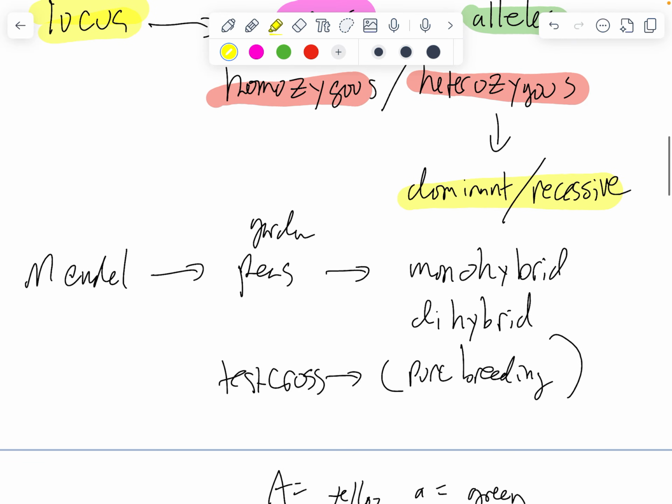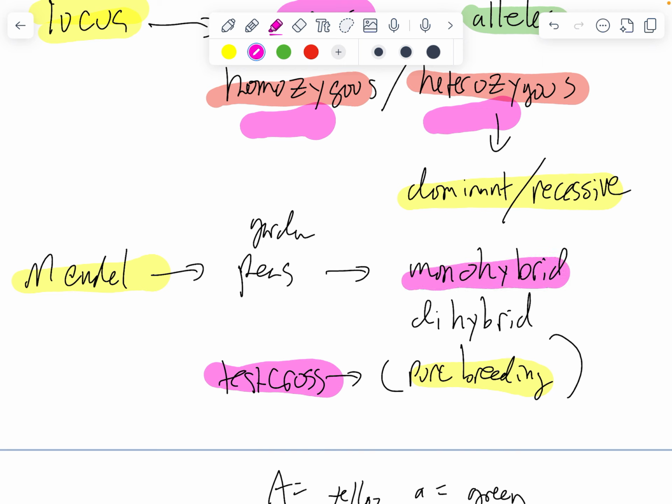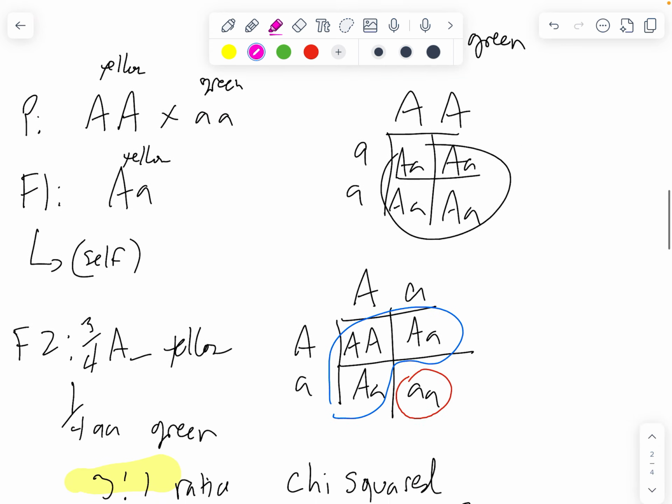All right. And then we talked about how Mendel wanted to do pure breeding crosses, but in order to do his pure breeding crosses, he had to do test crosses to determine who's homozygous and who's heterozygous. But once he did that, then he could do monohybrid crosses to look at the law of segregation, and he could do dihybrid crosses to look for the law of independent assortment.